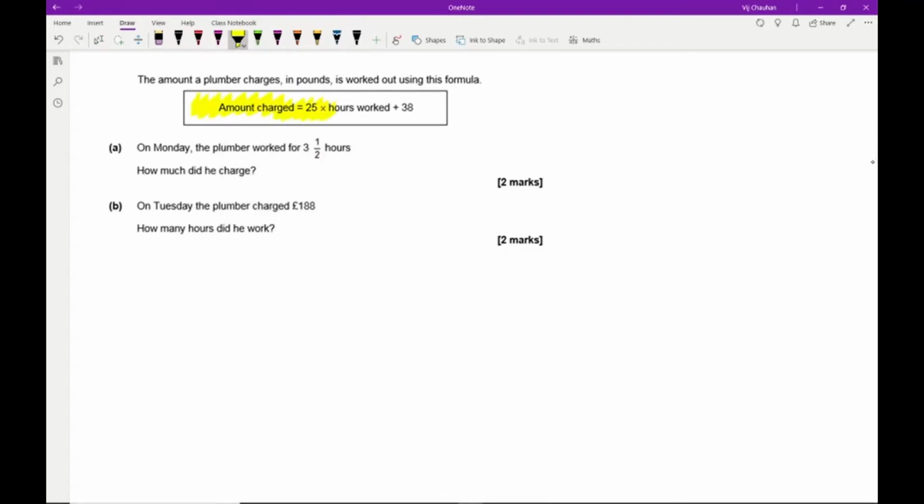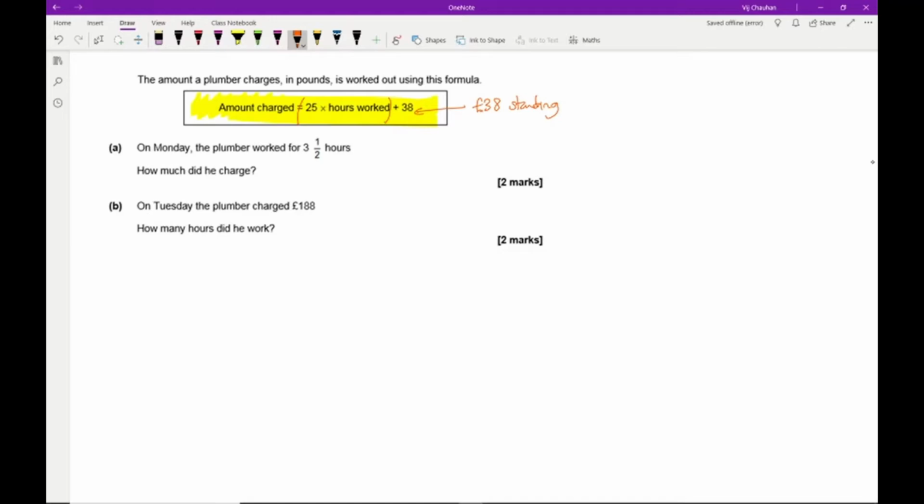It says the amount a plumber charges in pounds is worked out using this formula. So the amount charged is 25 times the hours that they've worked plus 38. This 38 is basically the standing charge. So £38 is the standing charge. For them to just come to your house and knock on your door, it's going to cost you £38. Then on top of that, they're going to charge £25 for every hour that they've worked. So if they've stepped in for 1 second, it's £38. If they've worked 1 hour, it's £38 plus £25. 2 hours, £38 plus 2 lots of 25.